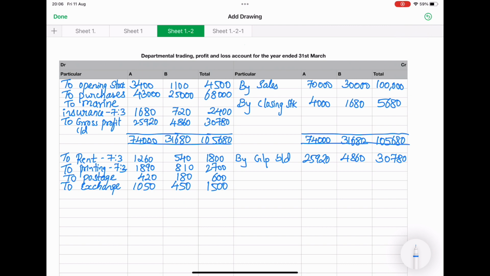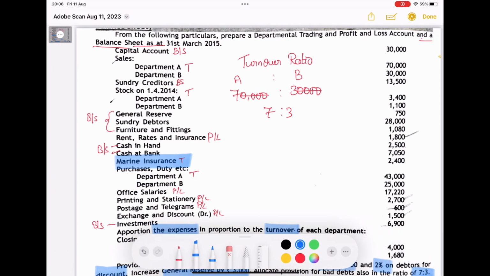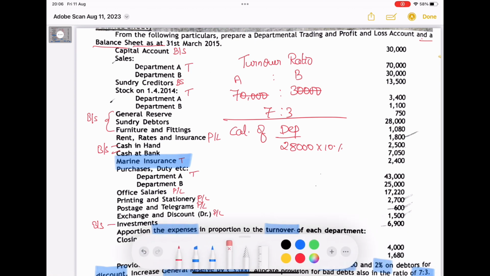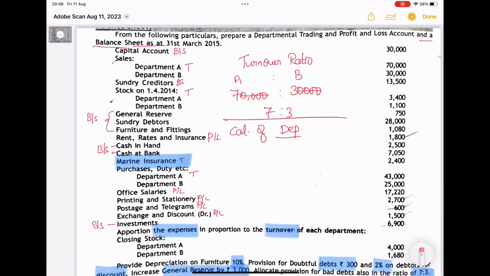these are the items they have mentioned in the trial balance. In the additional information they have given depreciation. Okay, so let's calculate depreciation here, then I'll write it in the format. Calculation of depreciation. The value of furniture is 28,000. For 28,000 we are going to calculate 10% depreciation. Wait, no, not 28,000. It is 1,000. Value of furniture is 1,080.